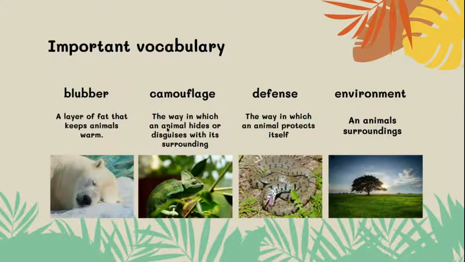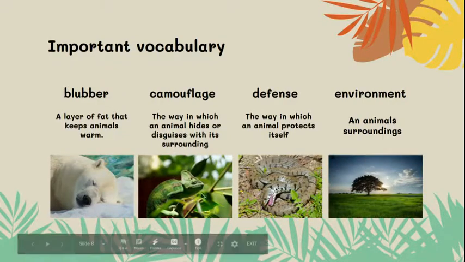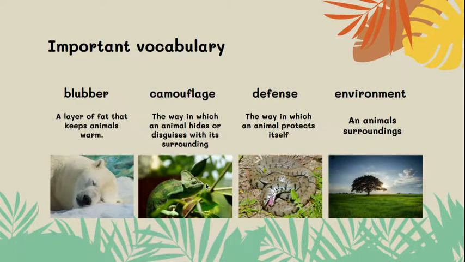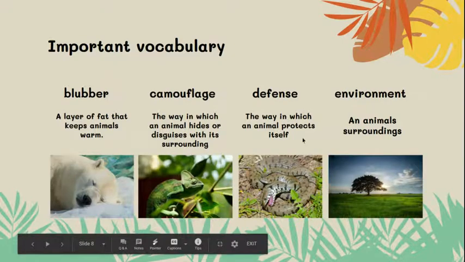Camouflage, we talked about that last week. Camouflage is the way in which an animal hides or disguises with its surroundings. So, as you can see, this lizard is camouflaging in like a rainforest in a tree, and it's green, and so is the forest. So, it's camouflaging itself, disguising itself with its surroundings.